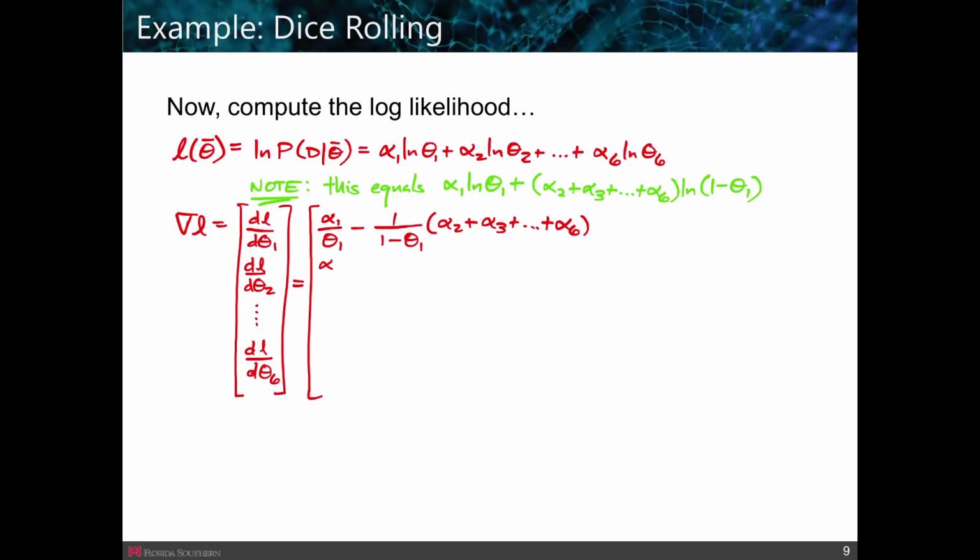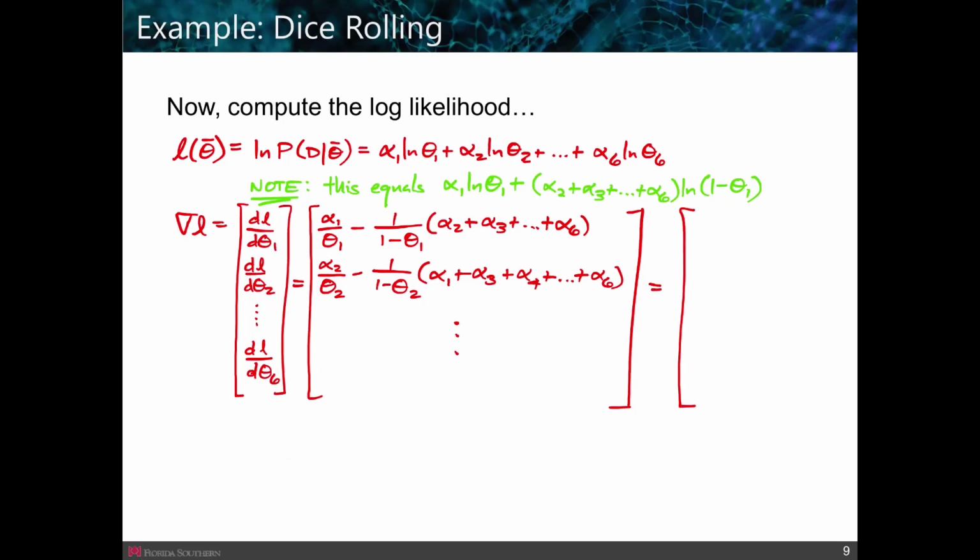Let me show you what the equation for alpha 2 would look like. The derivative here is alpha 2 divided by theta 2 minus 1 over 1 minus theta 2 times, in this case, alpha 1 plus alpha 3 plus alpha 4, alpha 5, alpha 6. I hope you see that we're grouping all of the alphas that don't involve the parameter we care about, in each of the rows. And we're going to get 6 equations like that. I'm just going to put ... there because I think you see the pattern. The goal here is to set all of those equations to 0, and then we should solve for the unknown parameter.